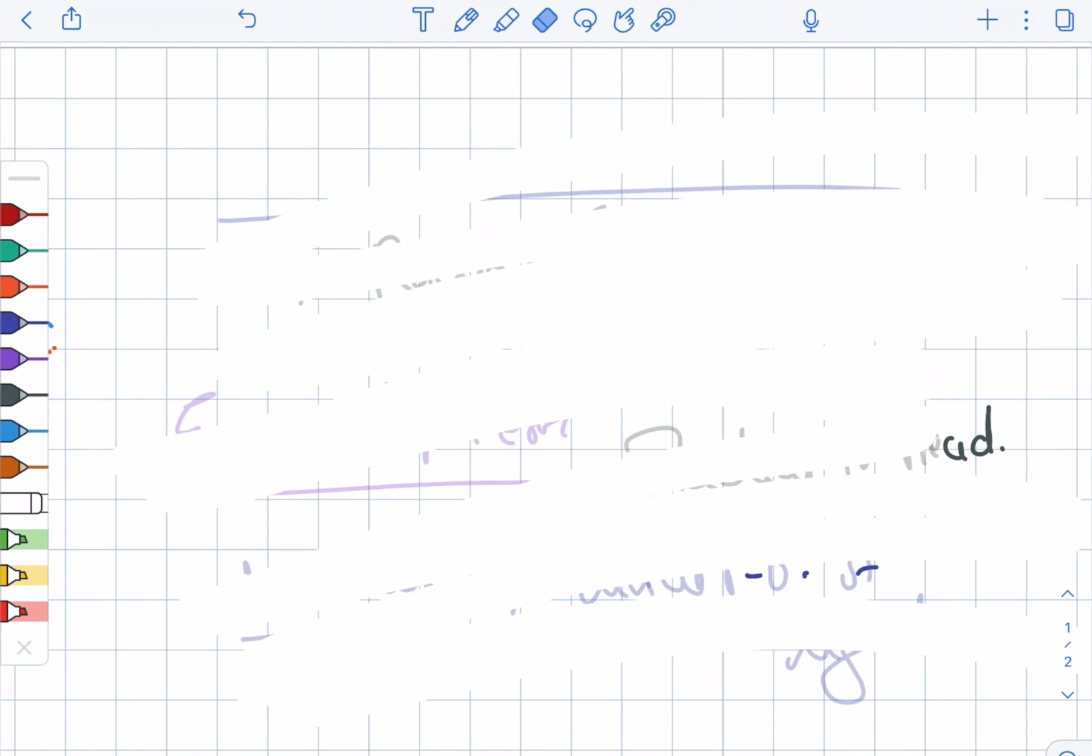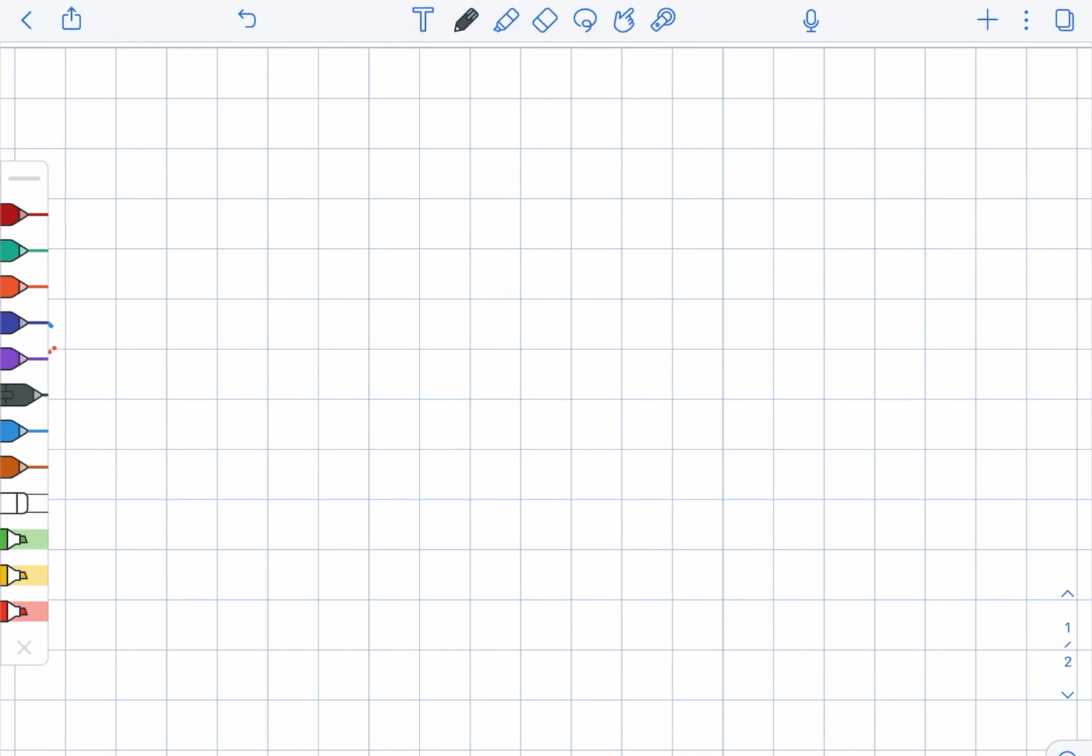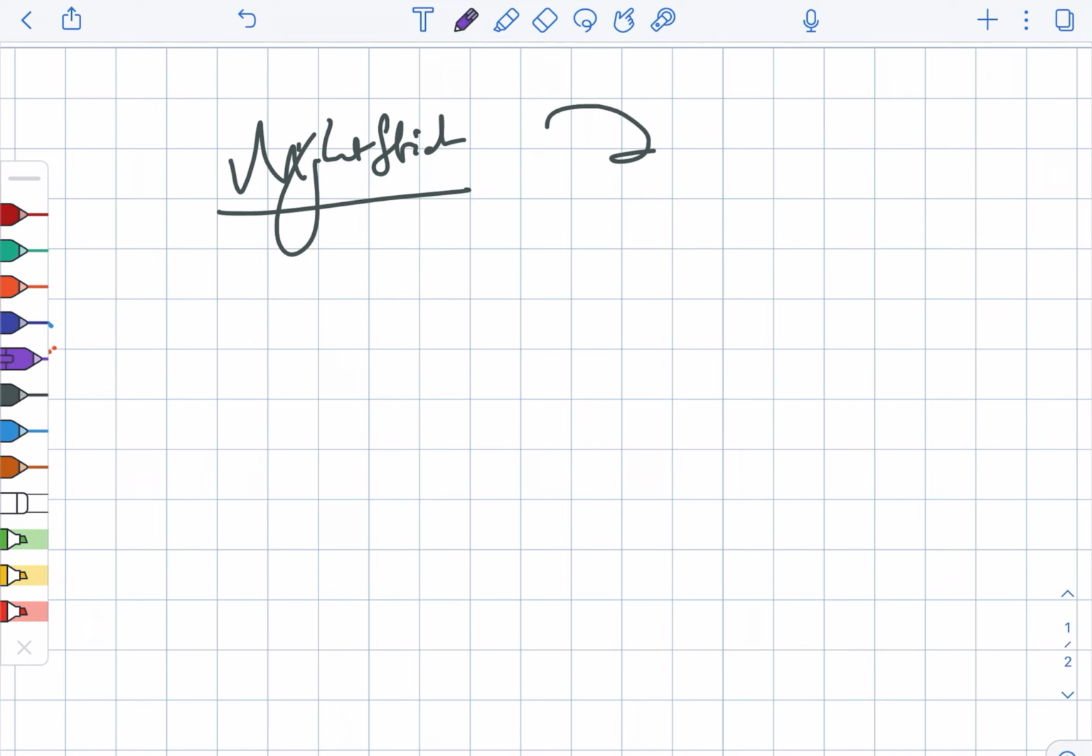Next, looking at the nightstick fracture. In terms of the nightstick fracture, it's an isolated fracture of the ulnar bone.